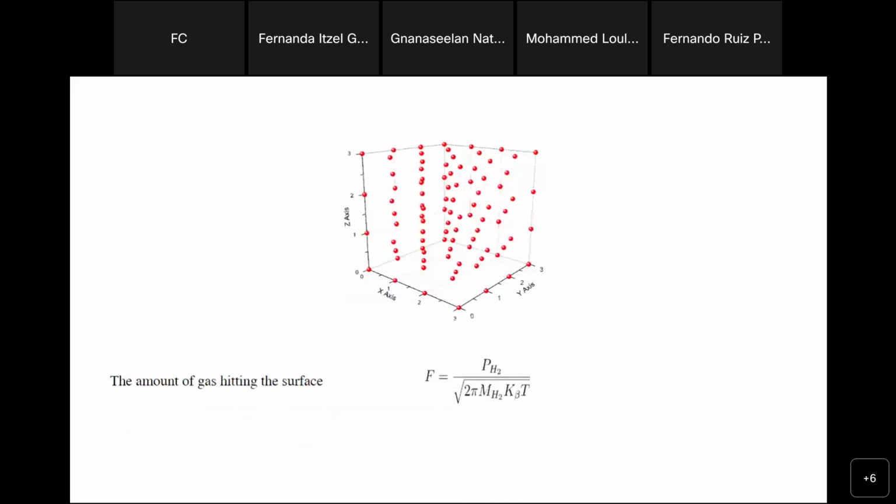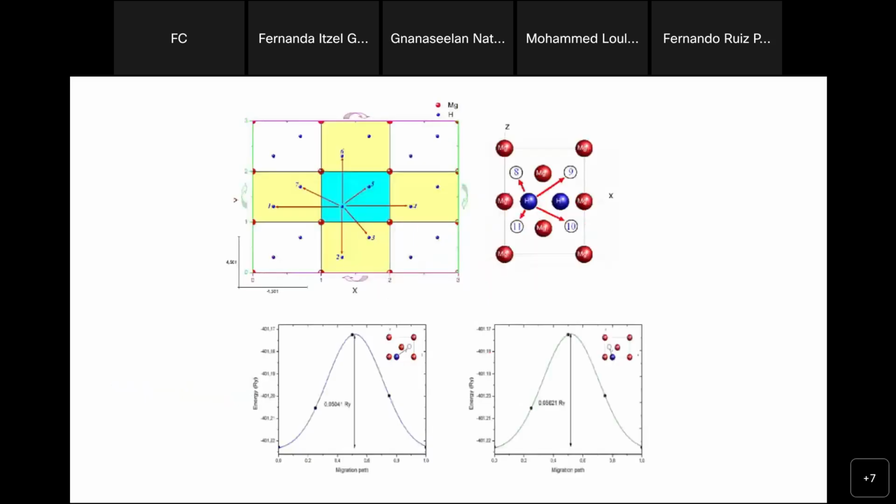In order to study the diffusion of hydrogen, we start from an empty supercell of magnesium. Here we present a supercell of linear size of 3, and we fill it with hydrogen. The amount of gas hitting a unit area at the surface is given by this formula. Such an equation is obtained from the kinetic theory of gases, where P is the pressure applied to the hydrogen. Please, the next slide.